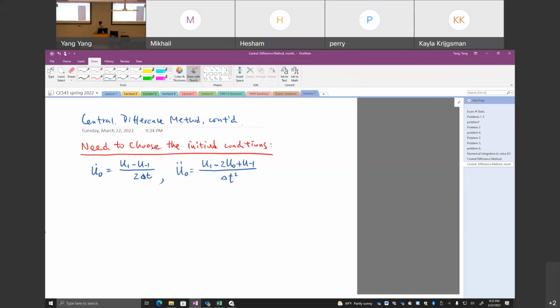Here the strange thing is that we can tell u1 is the displacement at time t1, but what is time t minus 1? So u minus 1 does not have any physical meaning here, but we should be able to solve for u minus 1. Based on these two equations, we should be able to solve for u minus 1, and that is equal to u 0 minus delta t.